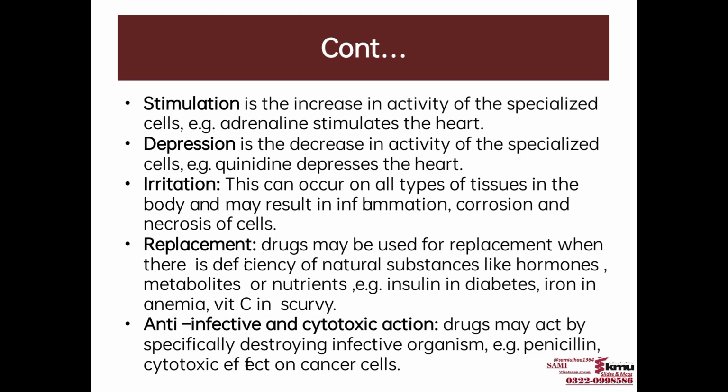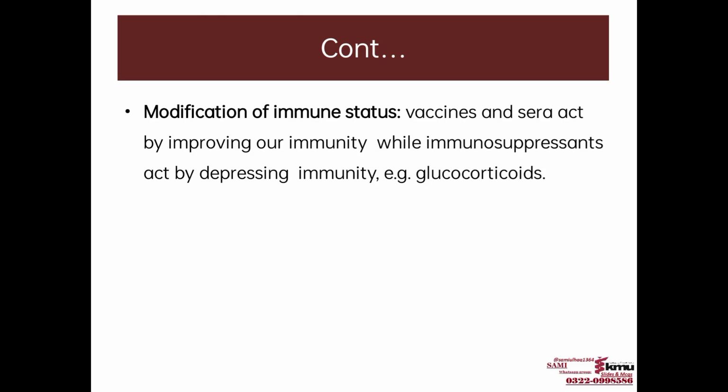Irritation can occur on all types of tissue in the body and may result in inflammation, corrosion, and necrosis of the cells. Replacement: drugs may be used for replacement when there is deficiency of a natural substance like hormones, metabolites, or nutrients: insulin in diabetes, iron in anemia, vitamin C in scurvy. Anti-infective and cytotoxic action: drugs may act by selectively destroying infective organisms, e.g. penicillin, or by a cytotoxic effect on cancer cells. Modification of immune status: vaccines and sera act by improving our immunity, while immune suppressants act by depressing immunity.